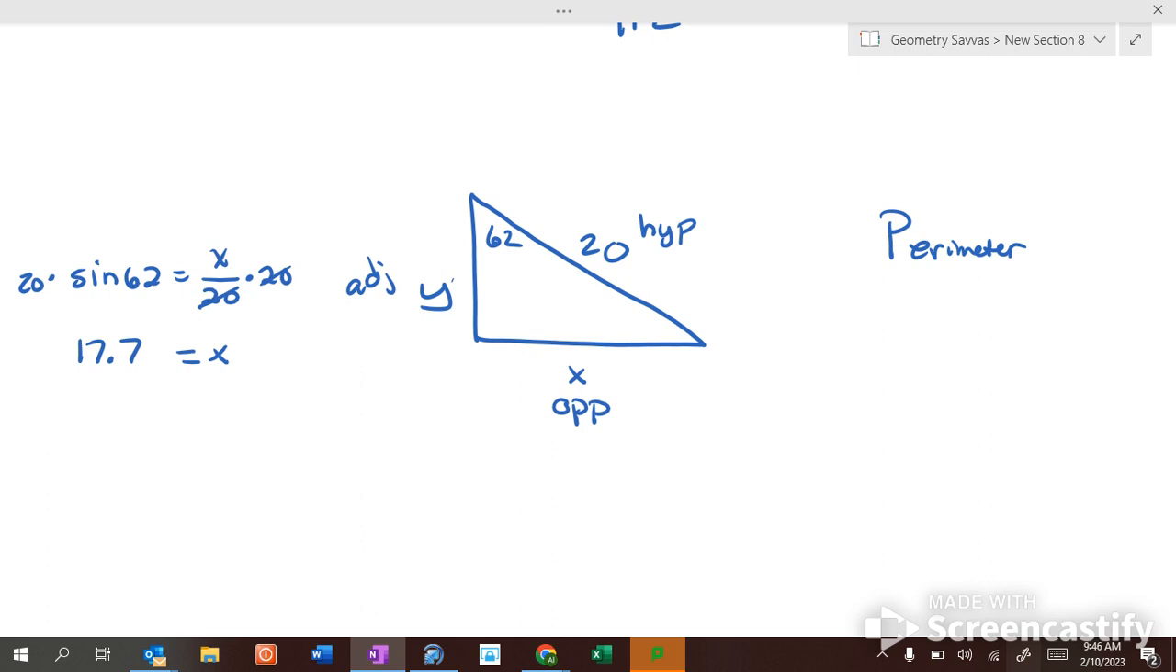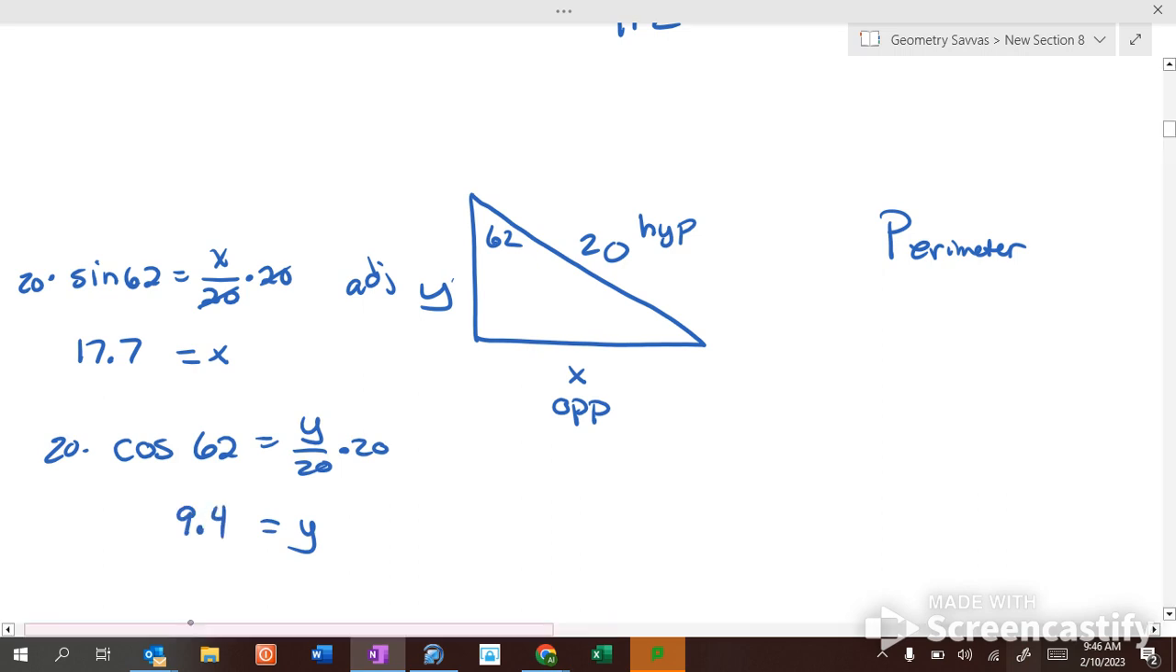Okay? Y is adjacent over hypotenuse, so that would be cosine of 62 is y over 20. So multiply by 20. 20 times the cosine of 62. 9.4. Okay? So what we're going to do is take 20 plus 17.7 plus 9.4 and add them together. And we get 47.1, and that is the perimeter. Okay.